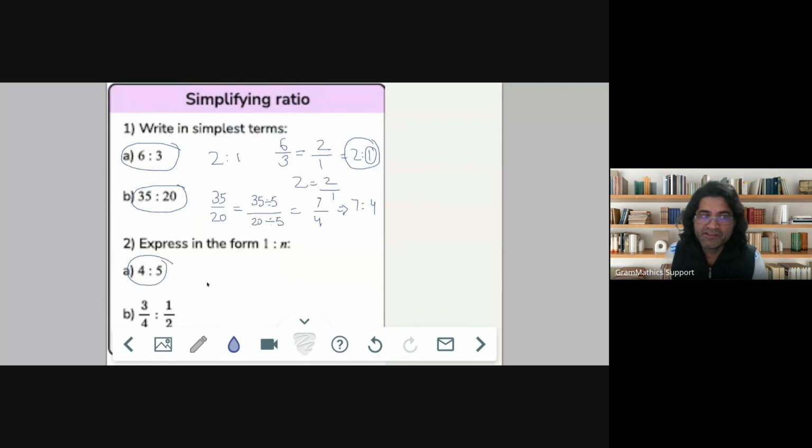This is a bit of a tricky one. They are asking you to express it in the form 1:n. Very important, because a lot of times you want to know, for 1 unit of a certain thing, how many do I have? It can be in decimal form also, or in terms of a fraction as well. So 4:5, how do we express that as 1:n? Any idea? This is 4, 5. I cannot divide. What do I do now? Any idea? Anybody? No? Shall I help you?